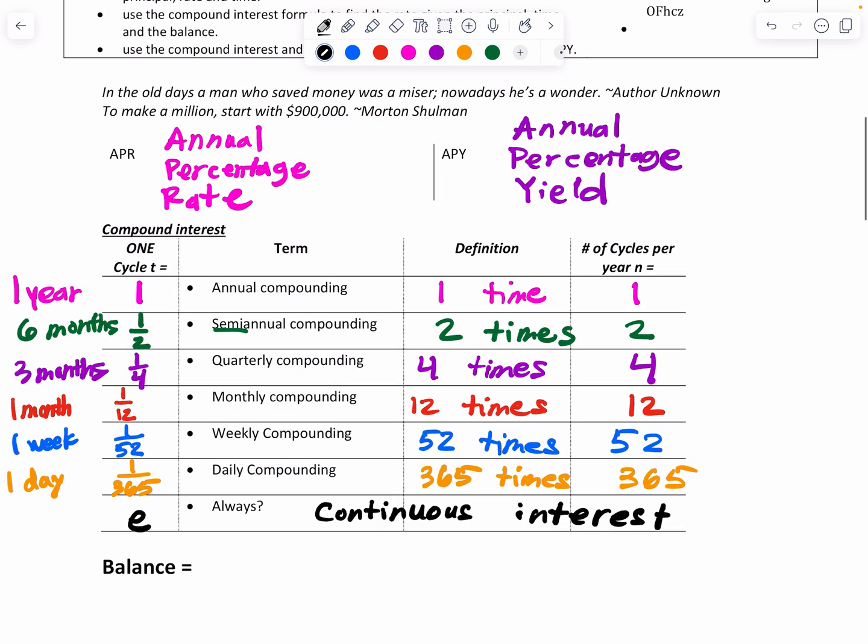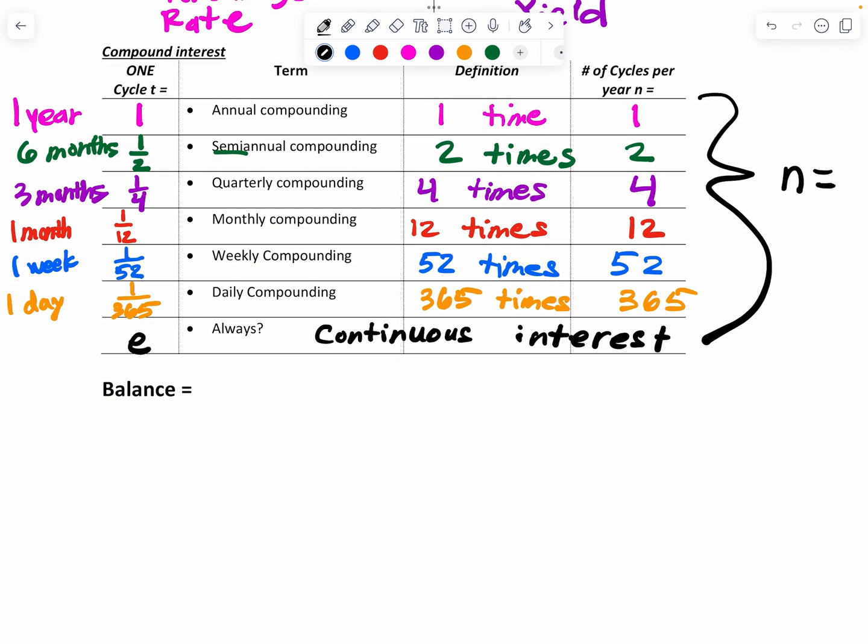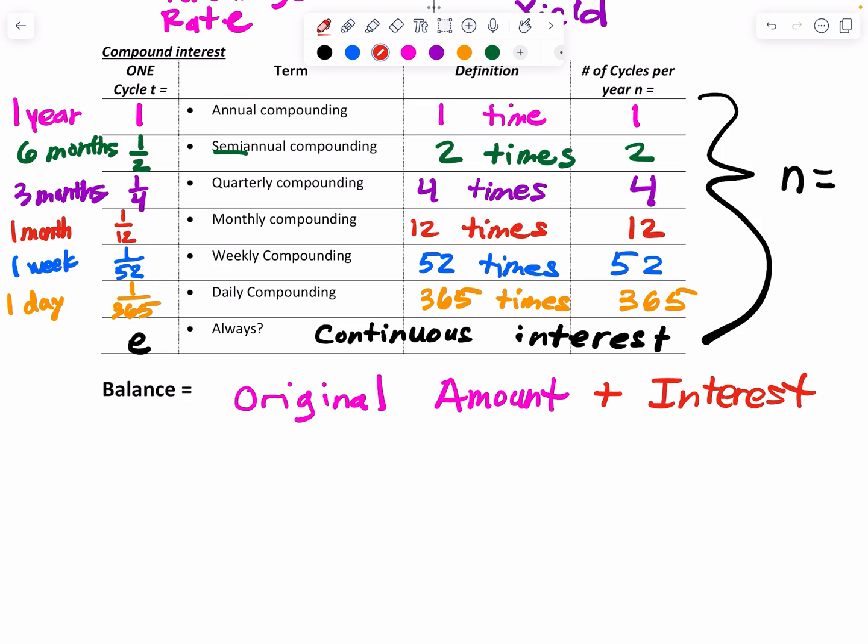Okay, now, we'll use this idea when we're plugging things into our compound interest formula because it's very important to figure out what N equals. We'll base that off of how often they tell you it's compounded. And then we'll use this value based on the problem that we're doing. Okay, and one more thing to keep in mind. The balance of an account is your original deposit, your original amount that you put in the account, plus how much interest you earn. That's how you find your balance in an account.